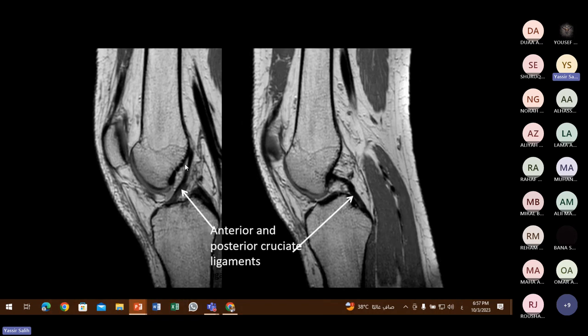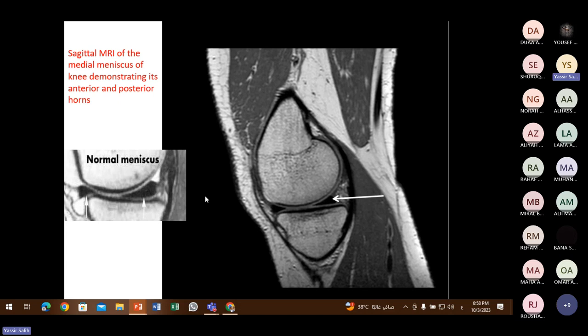And again, this is the ACL running anteriorly. This is the ACL and this is the PCL, posterior cruciate ligament. Look to this normal linear structure, totally black, of low signal, normal. Later we will show you abnormal PCL and ACL. Look to the linear structure of no signal, it is black. So this is the ACL. And also look to the knee joint, very important to be assessed by MRI, the meniscus.